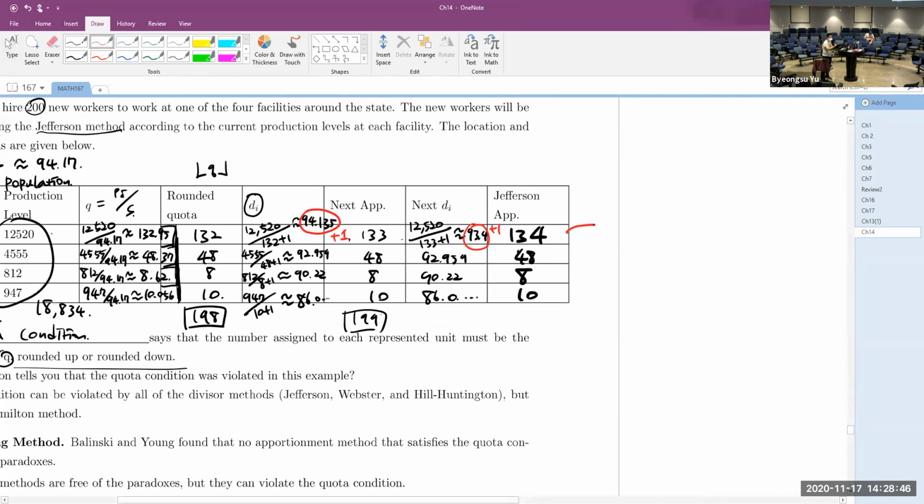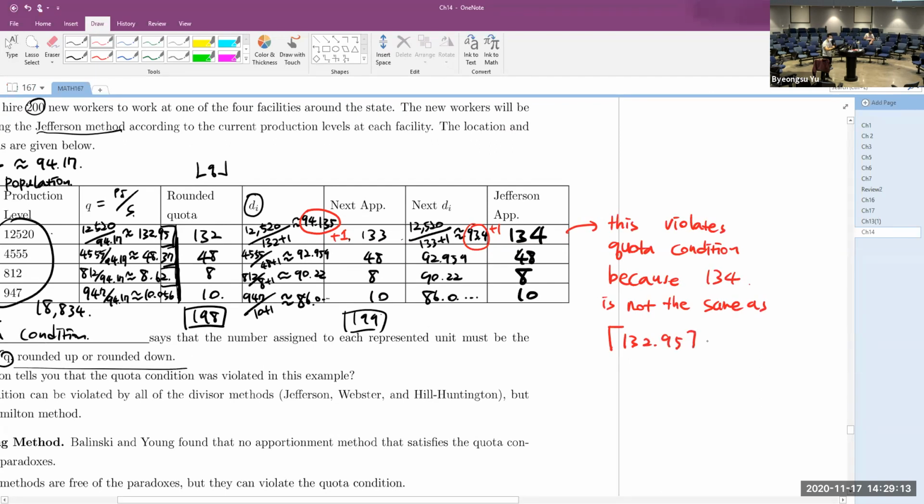So it violates the quota condition because 134 is not the same as the round up of 132.95, which is 133, or the round down of this number, which is 132, right?